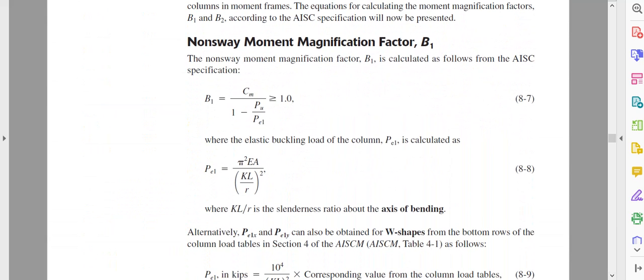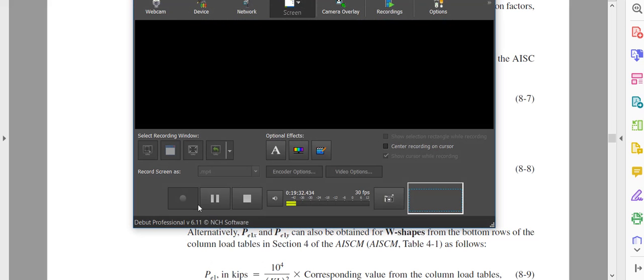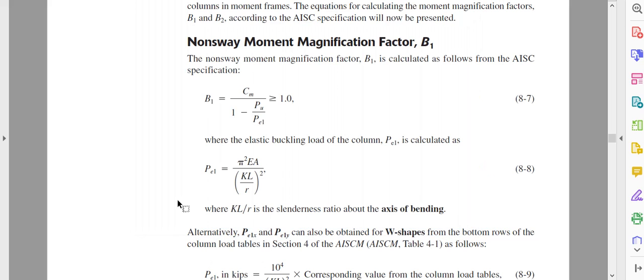Yes, this portion of your book will talk about B1. So how to find B1? B1 is Cm over 1 minus Pu over Pe1, and it must be greater than 1. Why? We can amplify the moment, we cannot decrease it.